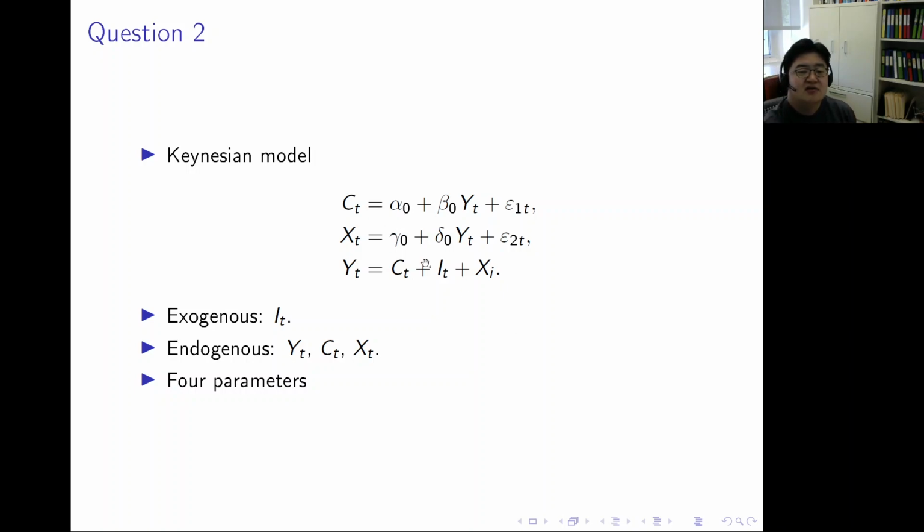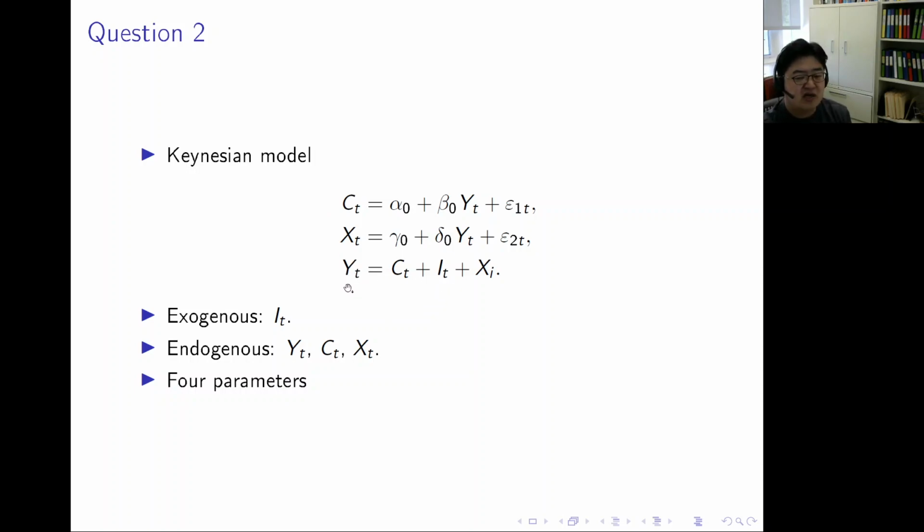Okay. So in this Keynesian model, I assume there is only one exogenous variable, investment. I is exogenous, it was a random shock, but the endogenous variables are consumption, net export, and total output, Y, right? So given your income, you decide how much you consume and how much you import or export. And also at the same time, consumption and export are part of the income.